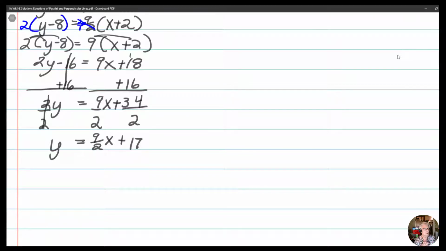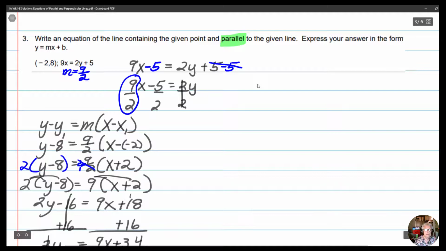Yes, it's true. This is the equation of the line that's parallel to this line. And our new line goes through that point right there.